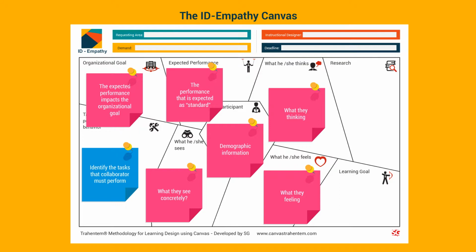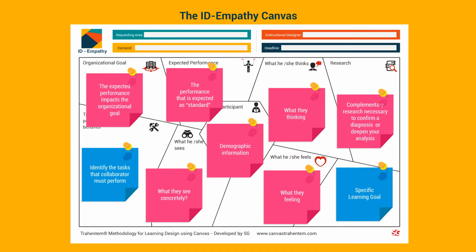With these reports, it is possible to identify if the performance gap can be eliminated through training. If you are not sure, it will be necessary to do complementary research, for example, performance evaluations, organizational climate diagnosis, or satisfaction surveys, among others. The last thing to do is write the learning goal, only if you are sure that the existing gap can be solved by learning.